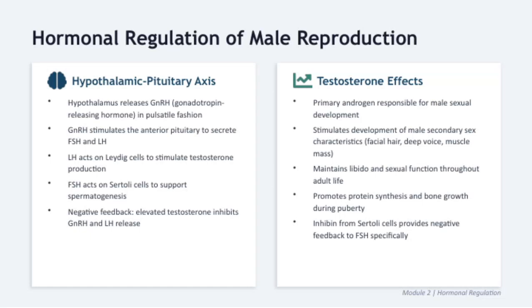Let's delve into Module 2, which focuses on hormonal regulation. The primary androgen responsible for male sexual development is testosterone. It plays a crucial role not only in initiating male secondary sex characteristics like facial hair, a deeper voice, and increased muscle mass, but also in maintaining libido and sexual function throughout adult life.